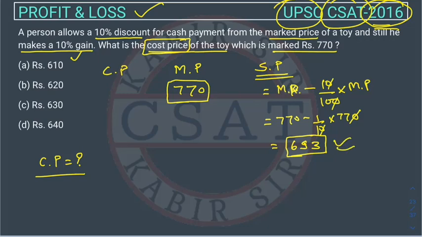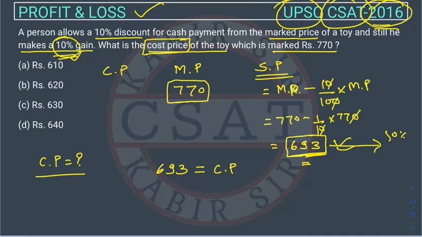So this 693 includes the 10% profit that he is making, isn't it? So this price includes 10% profit, right? Because the question is saying that he is selling at this price and still making 10% profit. So we can write it like this: the selling price 693 is equal to what? 10% profit on cost price.